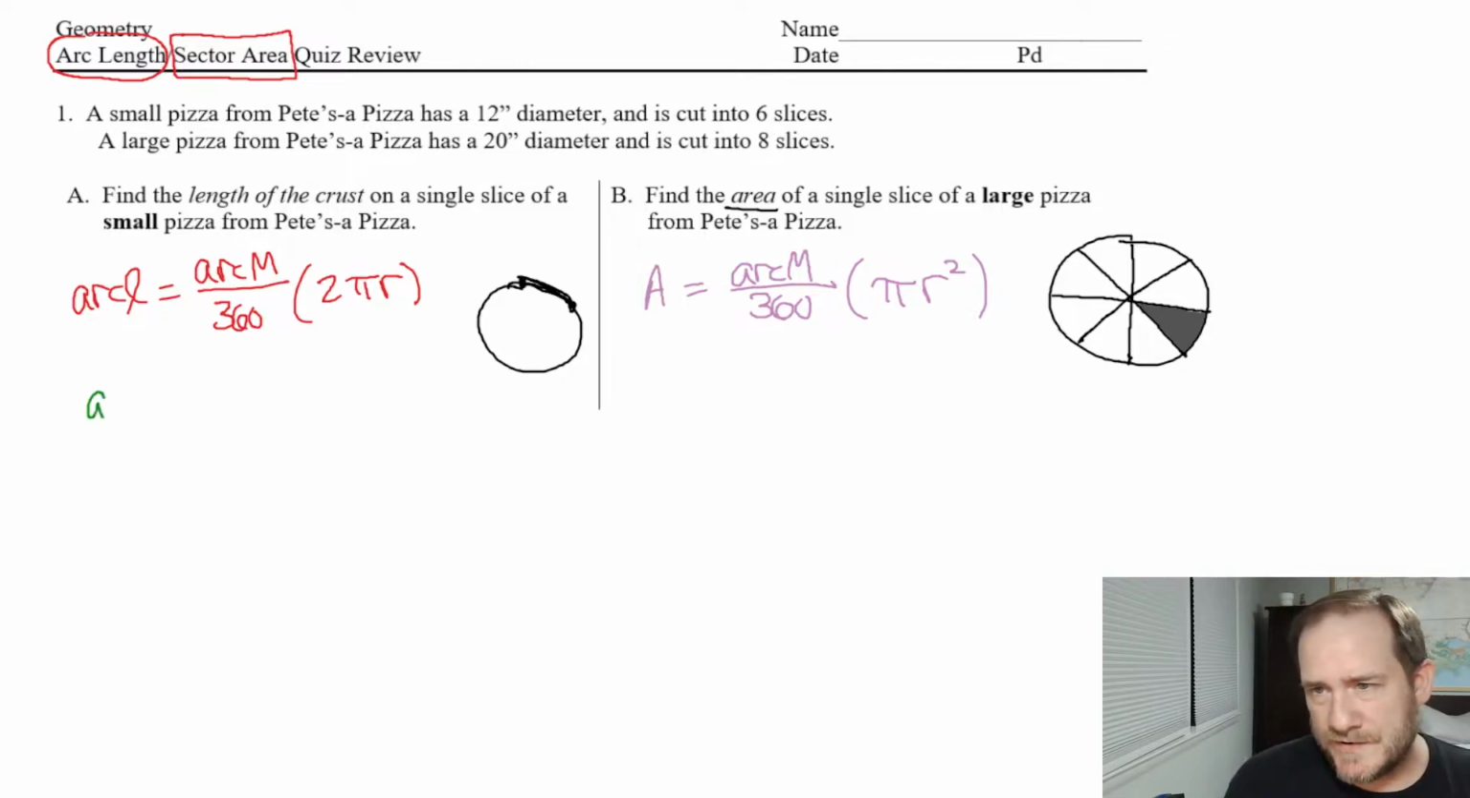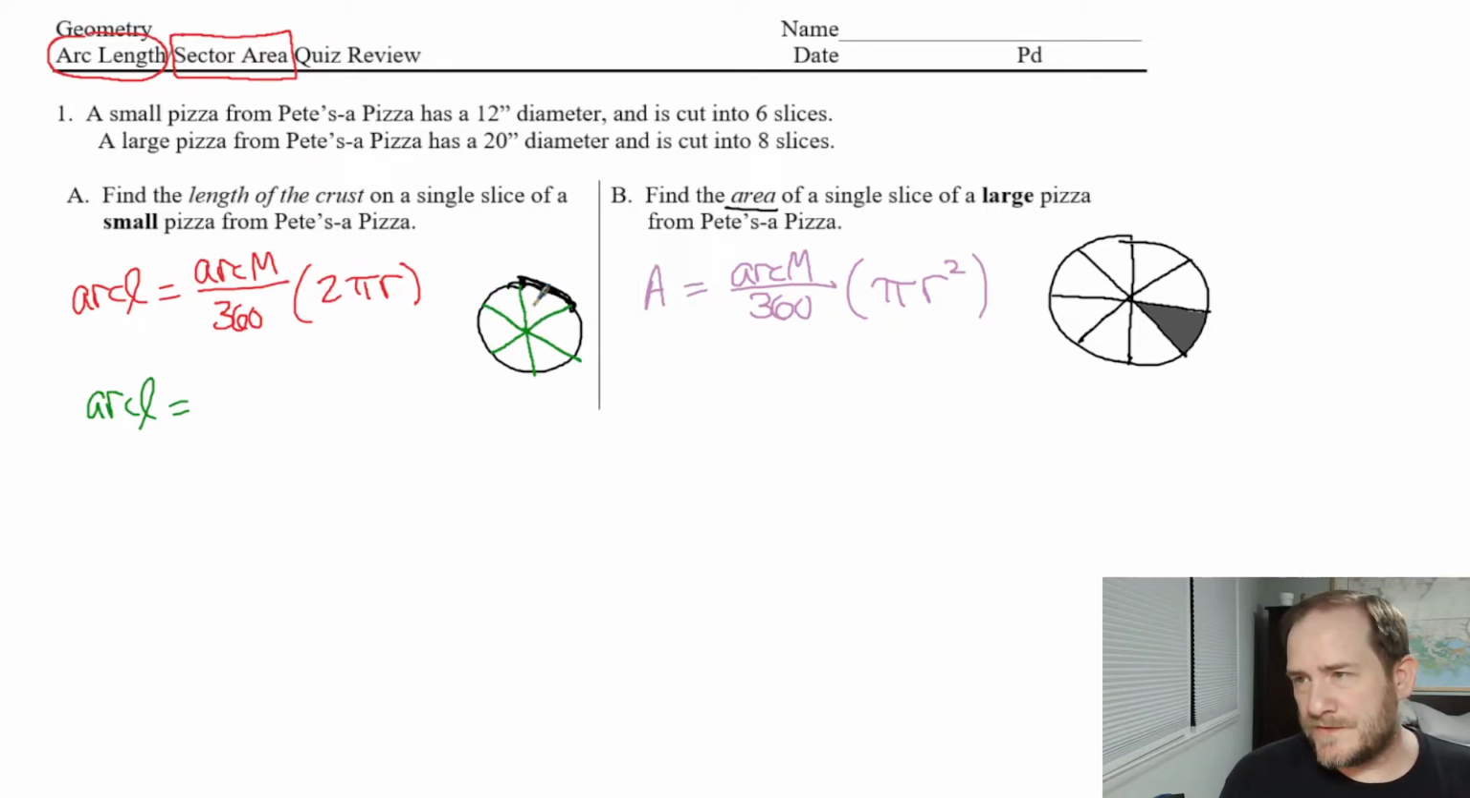So looking here, we know that our arc length is just going to be the arc measure, which is, well, hold on. This, because it's a small pizza, was only supposed to be cut into 6 slices. So you could figure out these measures. You know there's 360 degrees in a circle, so dividing that into 6 equal slices would mean that each slice is 60 degrees. So if that angle is 60 degrees, then the arc is 60 degrees. So you can plug that in.